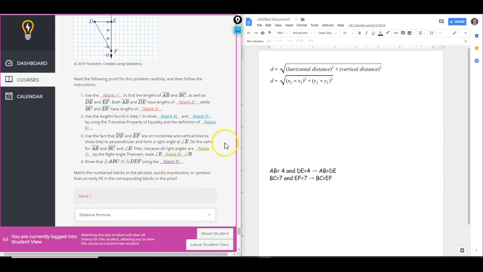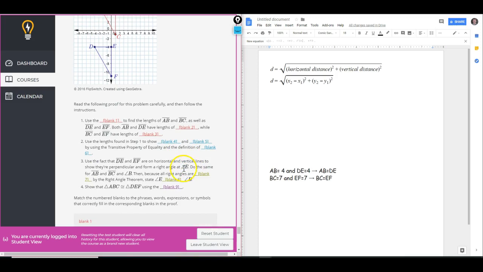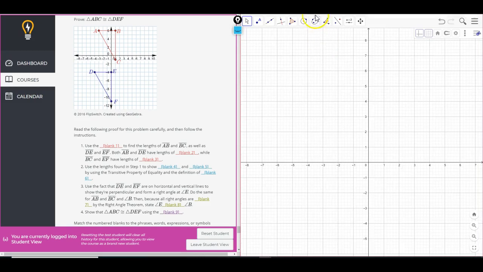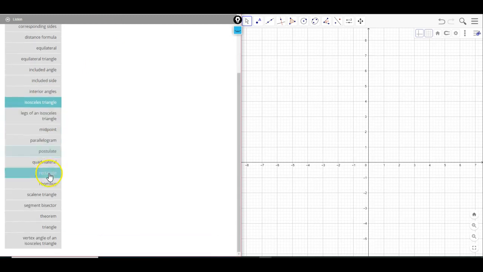So now blank 7, I'm looking at this. Use the fact that segment DE and segment EF are on horizontal and vertical lines to show they're perpendicular and form a right angle at angle E. Do the same for segment AB and segment BC and angle B. Then, because all right angles are blank by the right angle theorem, state that angle E is blank to angle B. So, if you don't know what the right angle theorem is and you don't have the key terms pulled up, which it doesn't have, I would just Google it.